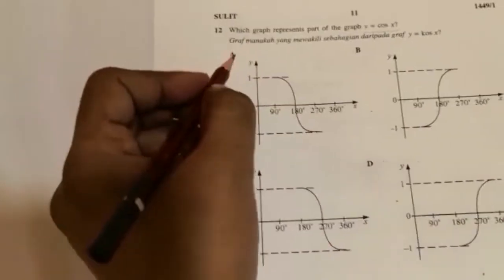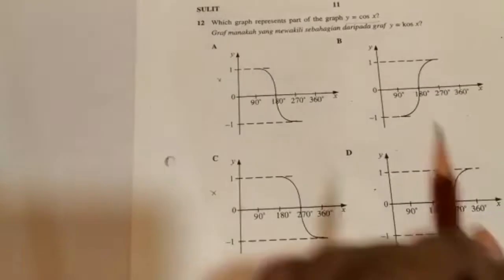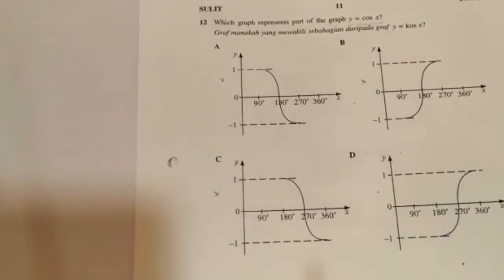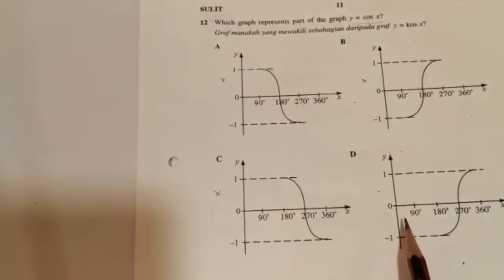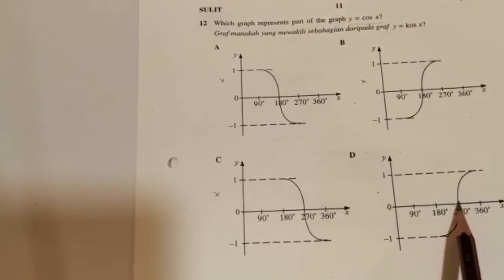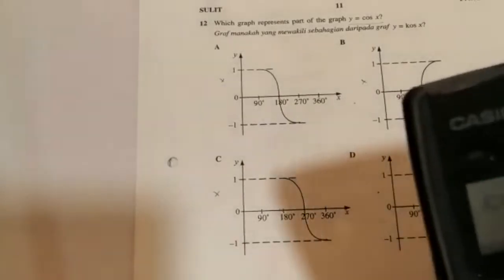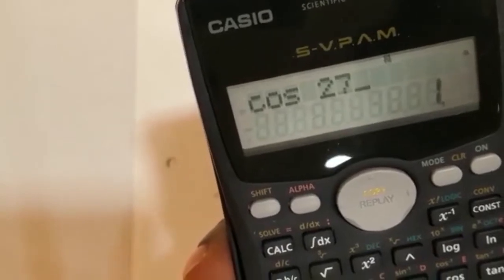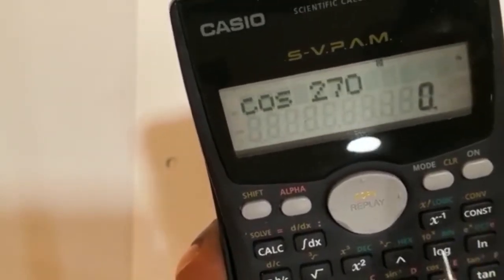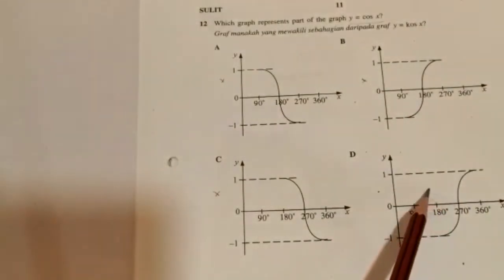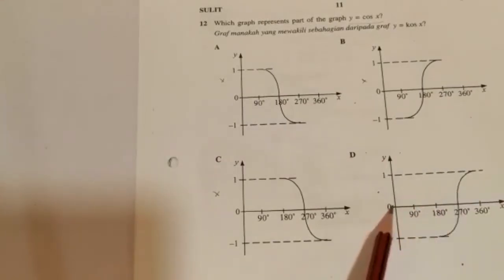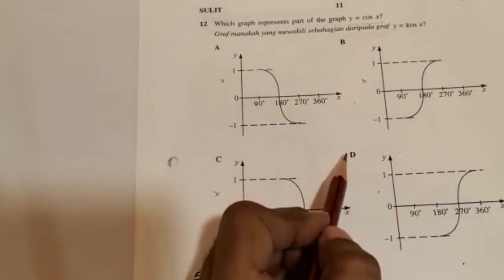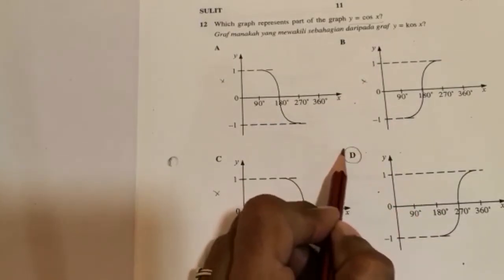This doesn't even reach 360. This is not the answer. So the only possible answer would be D. Just to double check, let's try cos 270 degrees. So cos 270 degrees would give you 0. So this confirms cos 270 degrees is equivalent to 0. So for y equals cos x, the best graph, the answer, is D.